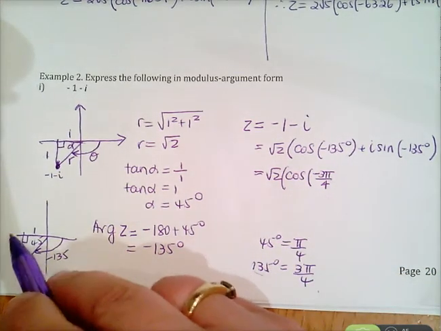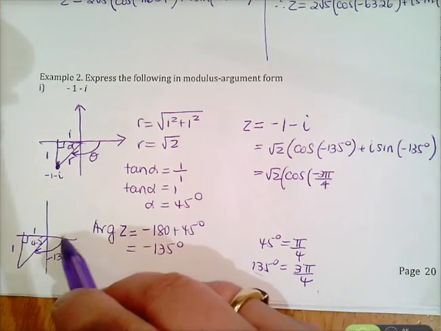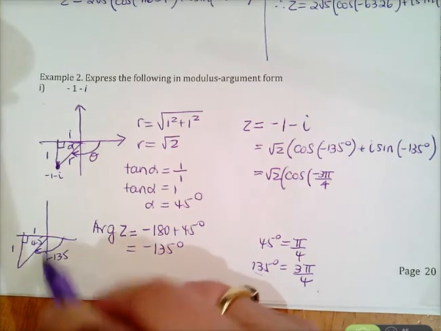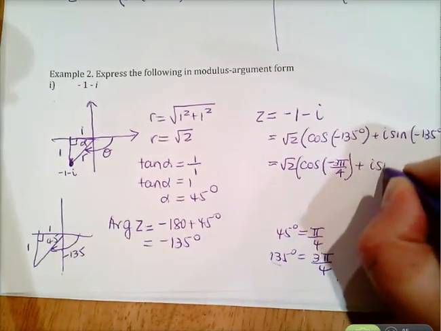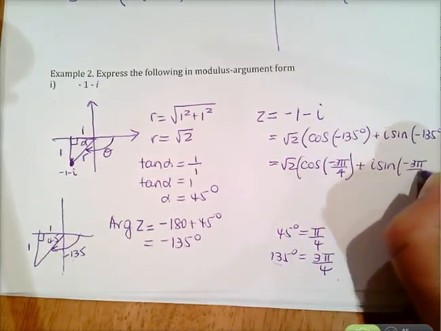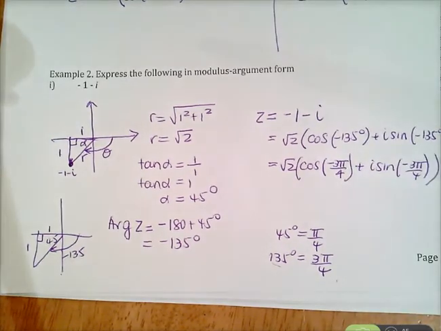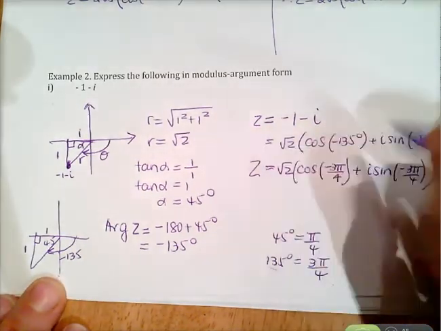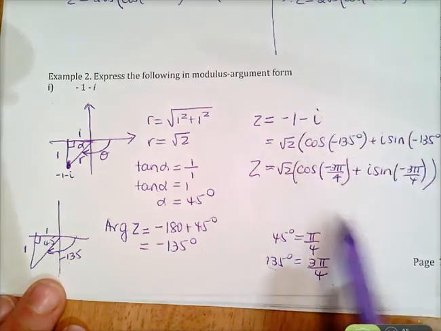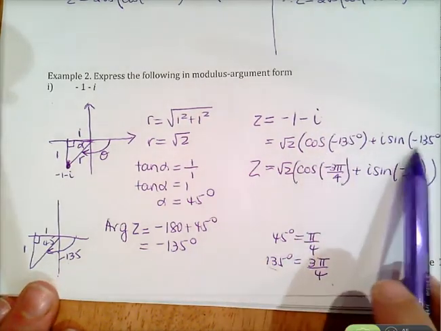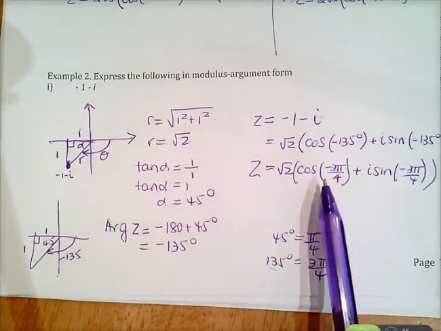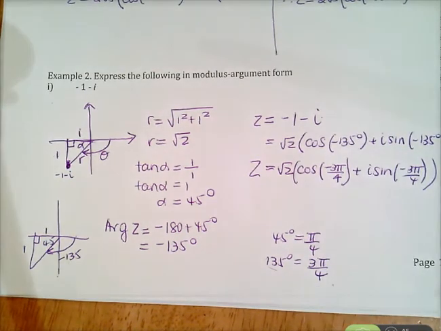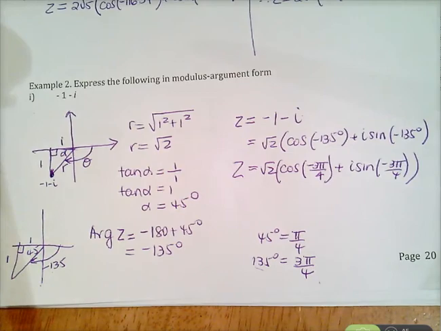Remember, this is 0, negative pi. This is negative pi on 2 when you go 90 degrees. So plus i sine negative 3 pi on 4. Okay, so that is now written in Cartesian form. This here is mod arg form, both in degrees and radians. Radians means in terms of pi. Now to page 21.